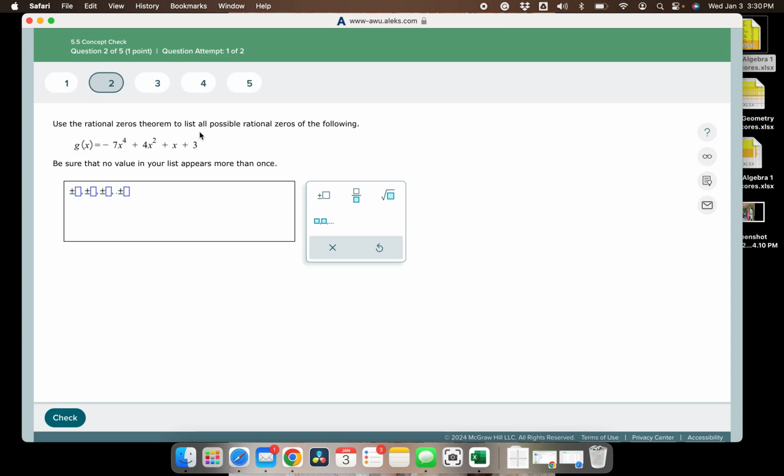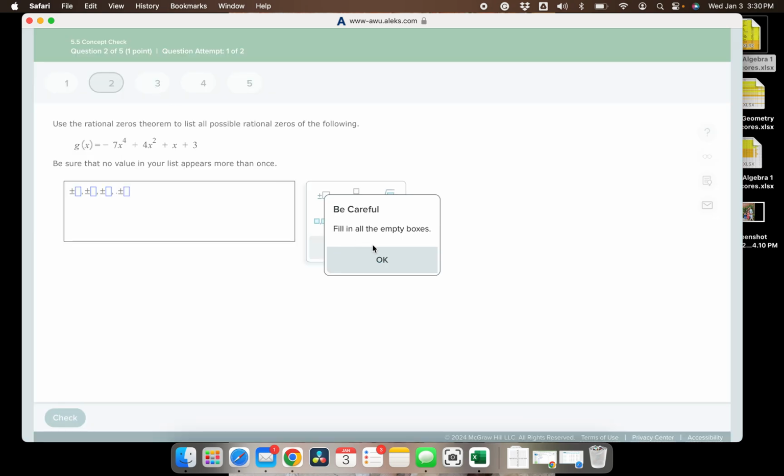And then for each one, again, I've got 3 here. So my numerator would be 3 and 1. My denominator could be 7 and 1. So I could go 3 and 1 and 1/7 and 3/7, plus or minus for all those. So that would be how you do that. Just make sure again that you don't list something more than once, or else it'll count it as wrong.